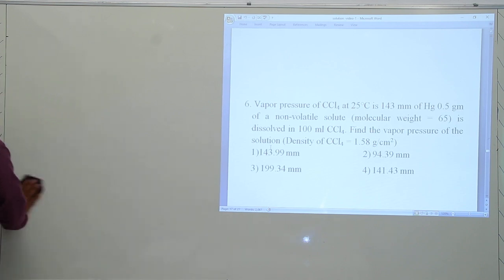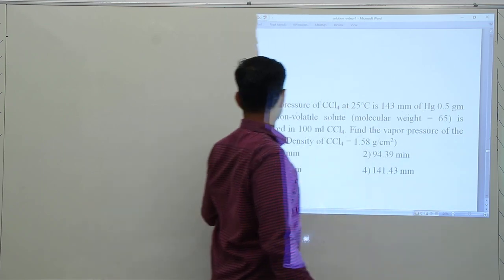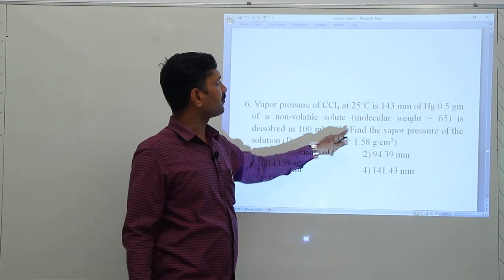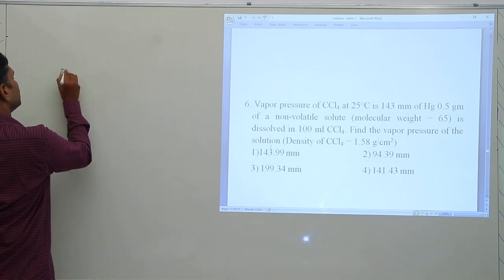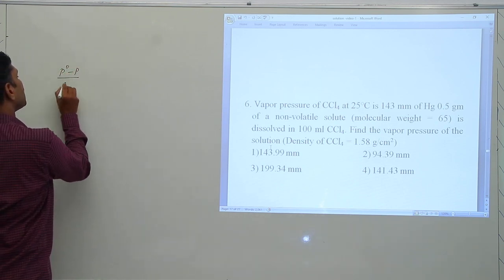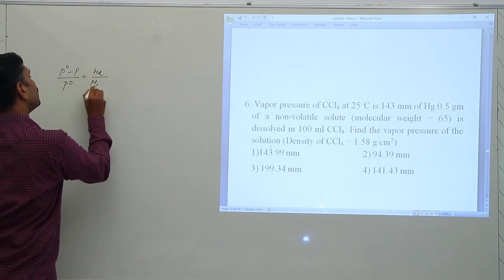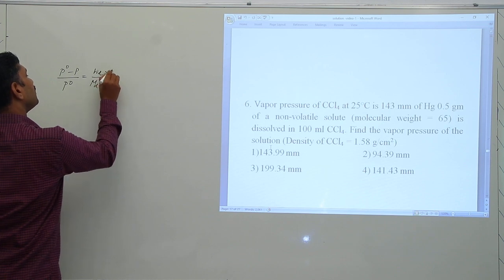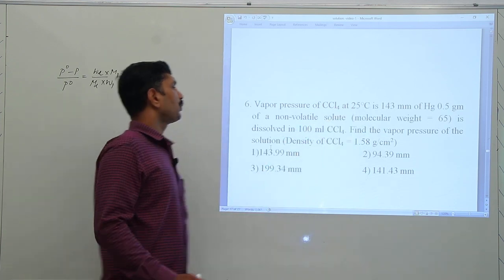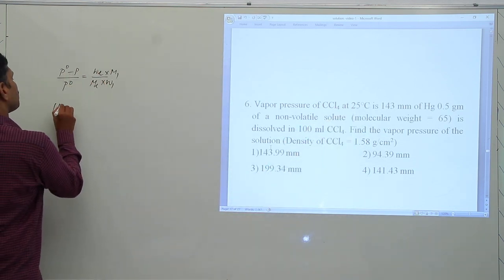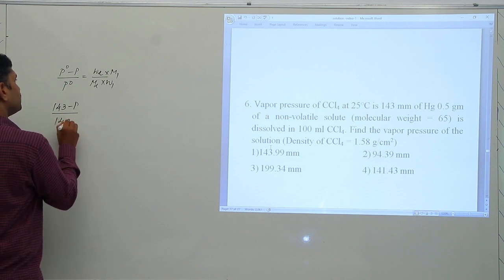0.5 gram of non-volatile solute of molecular weight 65 is dissolved in 100 ml of CCl4. Find out the vapor pressure of the solution. Here the formula is (P naught minus P) divided by P naught is equal to W2 M2 divided by W1 M1. Here the vapor pressure of the carbon tetrachloride is given as 143 torr. Find the vapor pressure of the solution here. This one is once again 143.